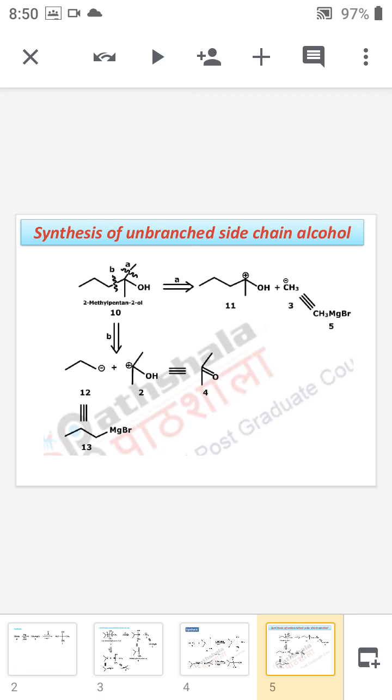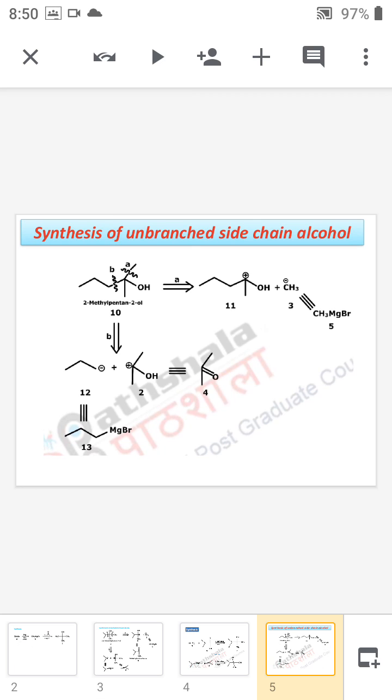See here, in this example also we have three substituents on the carbon which is attached to the OH group. Two of them are the same and one is different. So we have to disconnect the long chain hydrocarbon first, and we will get a synthon like 11 and the other synthon as 5, which is equivalent to a Grignard reagent.